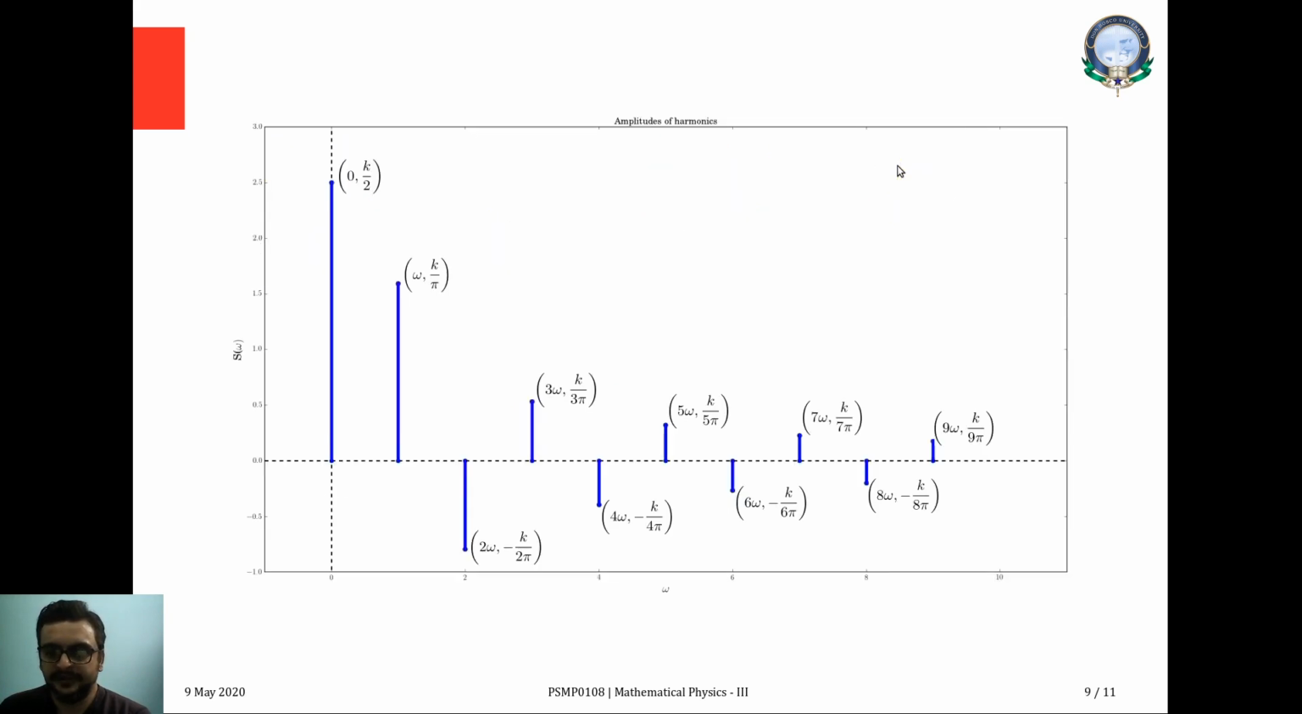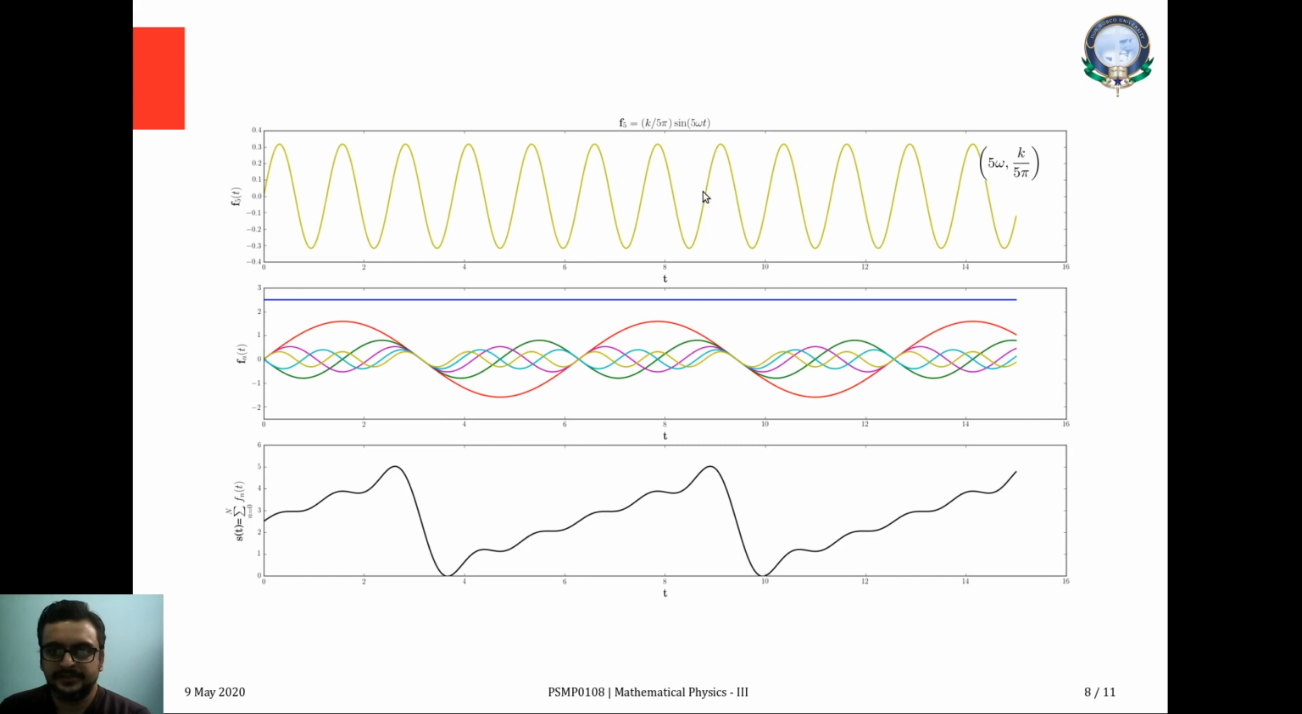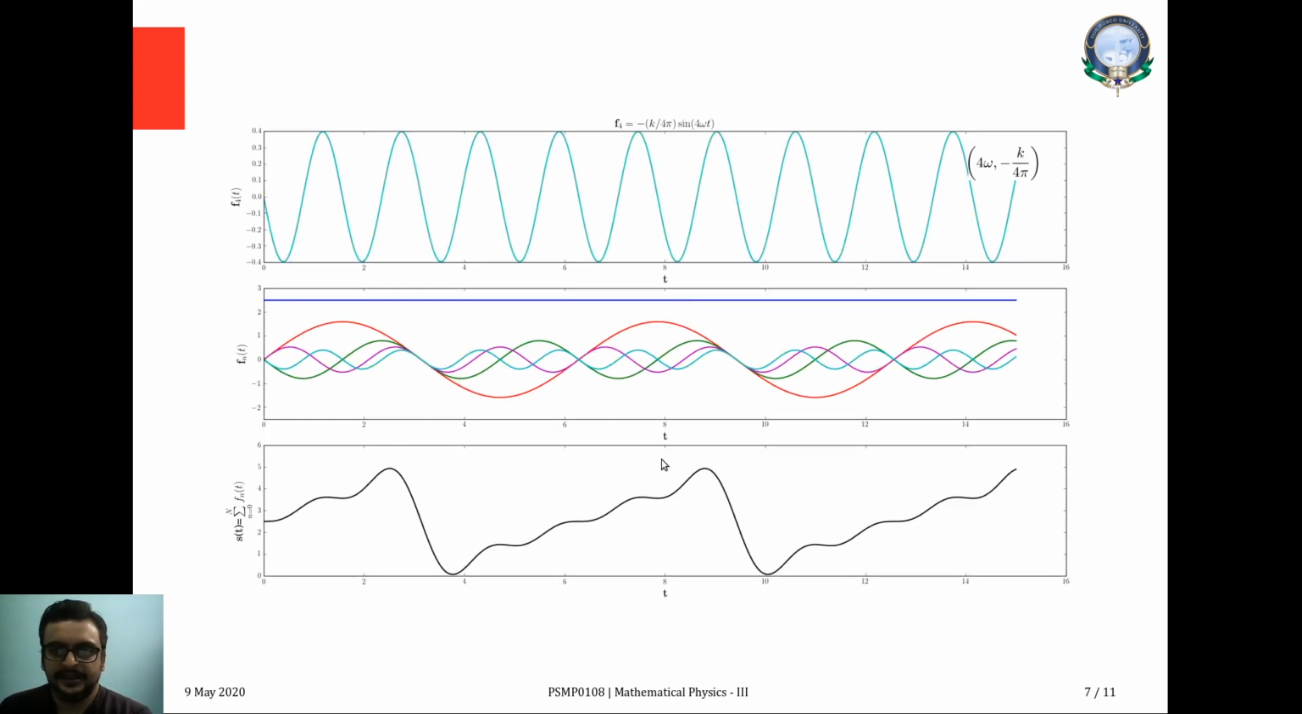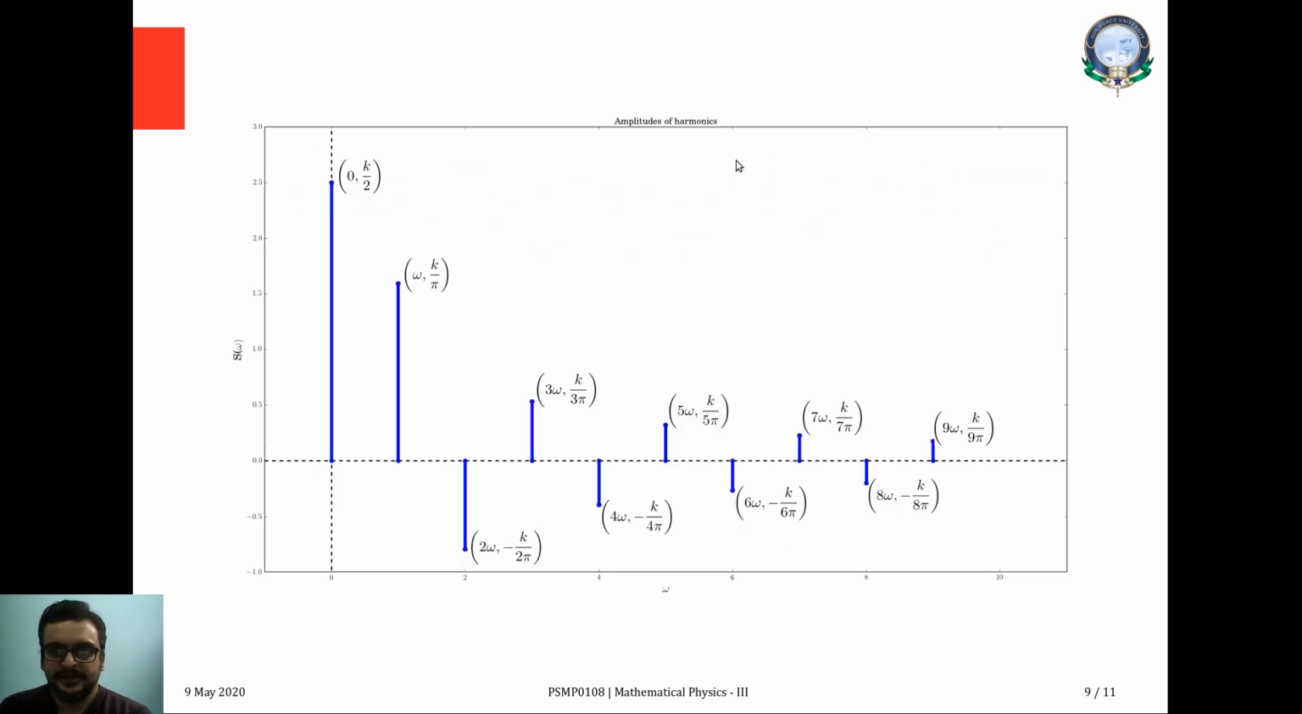This yellow wave, its frequency is 5 omega. So that yellow wave is represented by this line. Then this wave is represented by this line, and so on. Each and every one of these lines represents one wave.